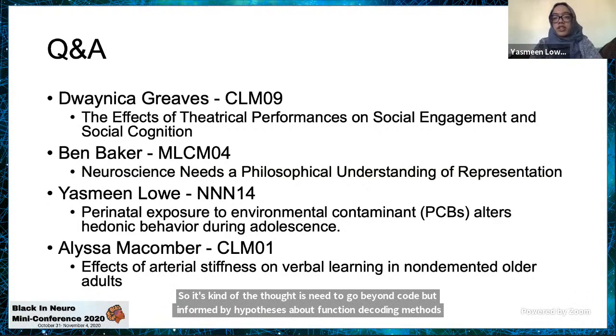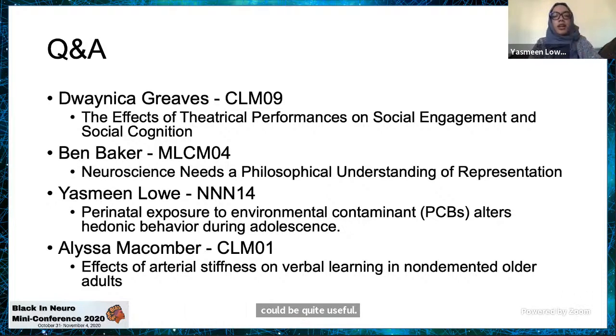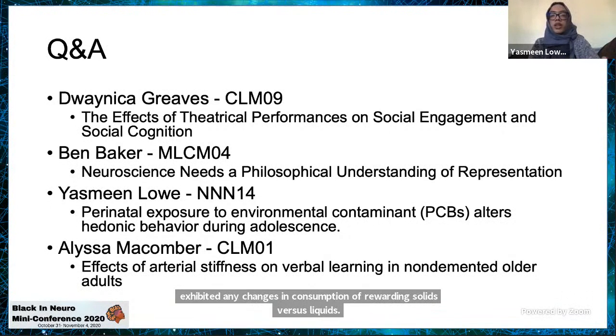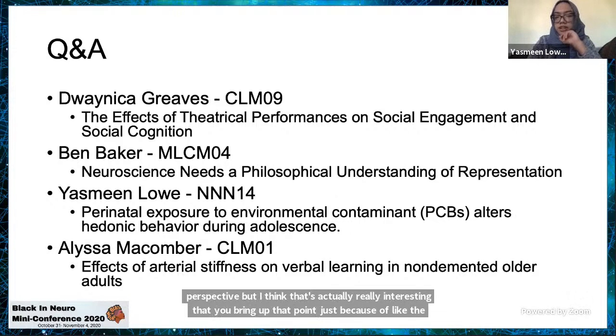We actually haven't considered looking at it from a solids versus liquids perspective, but I think that's really interesting that you bring up that point, just because of the consistency, textures, as well as preference in terms of liquids. We put it into a cookie wafer, so it was a lot, so they ingested it that way. But I think it's really interesting for it to be a solids versus liquid aspect, and I think that's a really interesting take to look at it, and I think that we should really consider that.